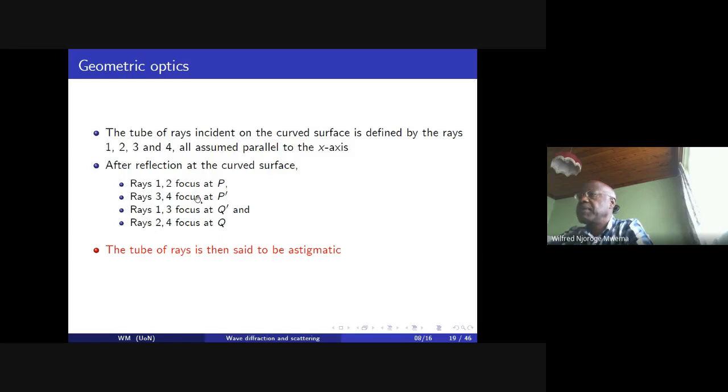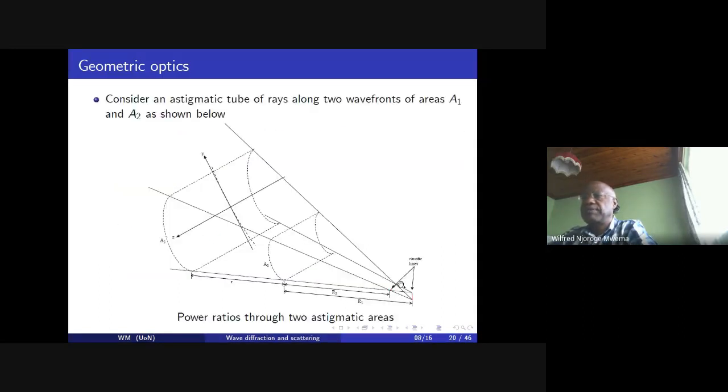If the curve was truly parabolic or spherical, most of those rays would focus at the same position, the same focal point, and therefore would not have astigmatism. But the astigmatism is coming because of the difference in the curvature of the surface. The lines P prime and Q prime are what we call the caustics, or the caustic lines.